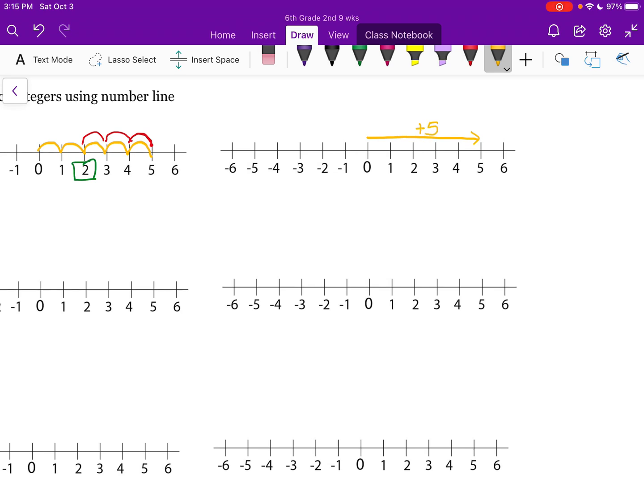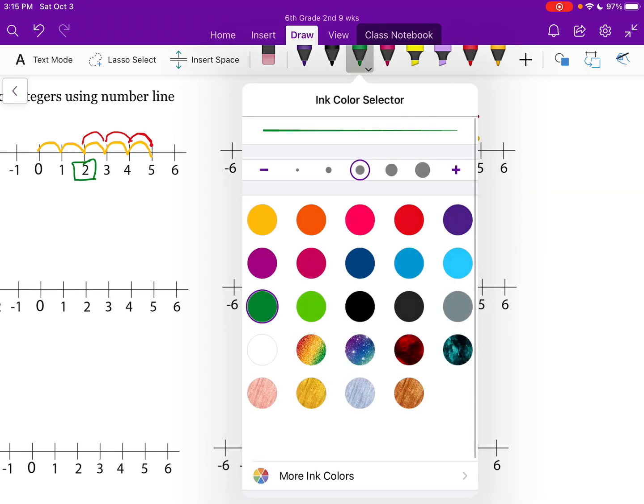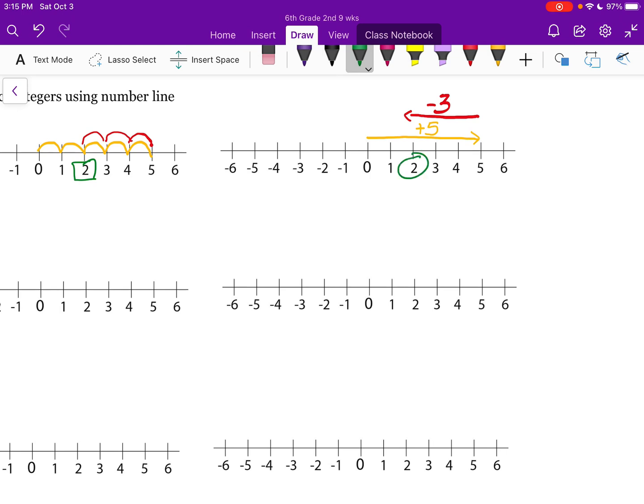Okay, so that line is a positive 5 line. It's because it's going to the right. And then when we want to take away 3, we go back to the left. And when we go to the left, we know that's a negative. And still where we end up is our answer. We end up at the 2.